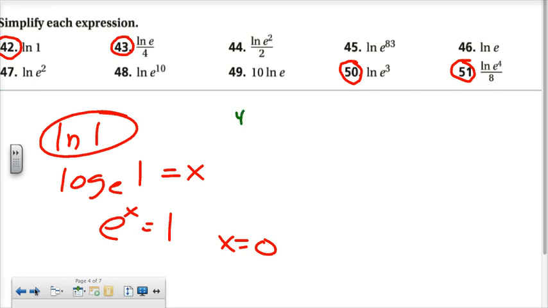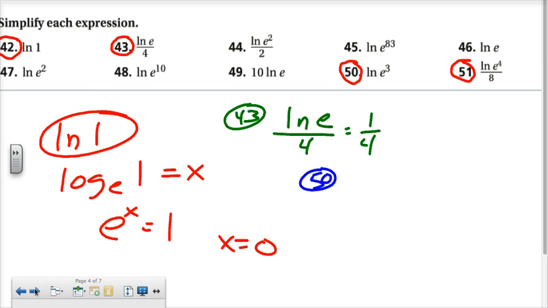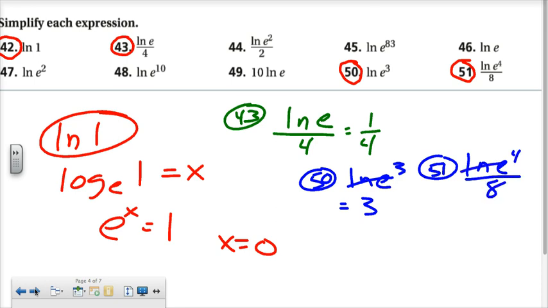And then in number 43, if you take a close look, you see, hey, wait a minute. The natural log of e, that's an inverse. It's 1. That's 1/4. In number 50, we have inverses again. Natural log of e to the 3rd, those two will drop out, and we will get 3 for our answer. 51, natural log of e to the 4th over 8, inverses. So 51 will be 4 over 8, which is 1/2. So very cool ways that we come up to work with numbers in mathematics.